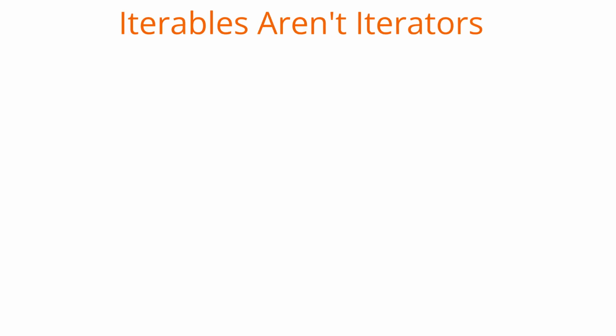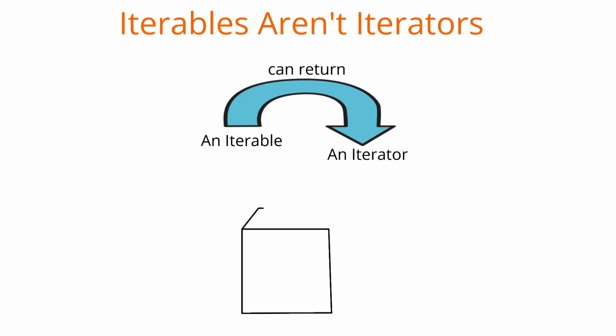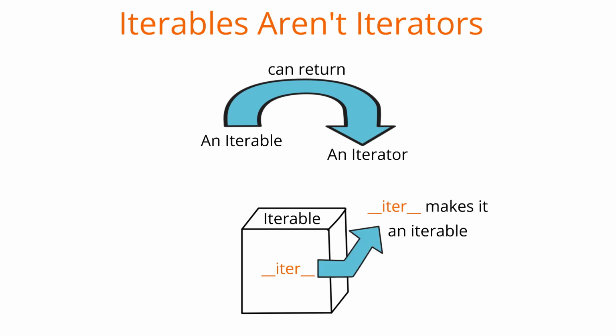Let's clear up something that often causes confusion when people first start working with iteration in Python. An iterable is not an iterator. An iterable is any object that can return an iterator. That's it. If an object has an iter method, it's iterable. Lists, strings, sets, dictionaries, even files, they're all iterable.